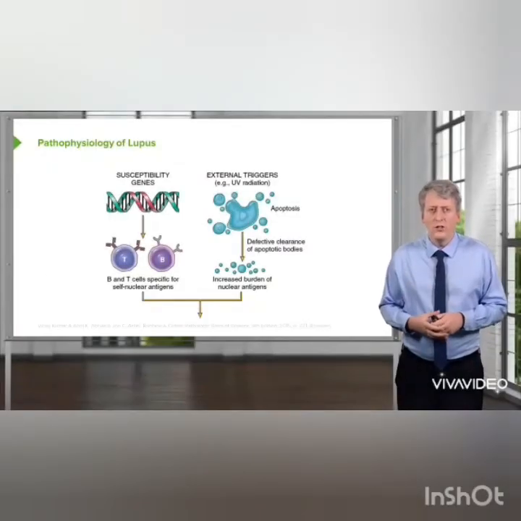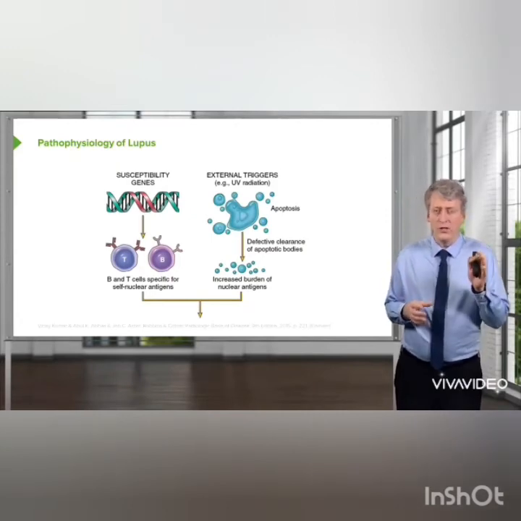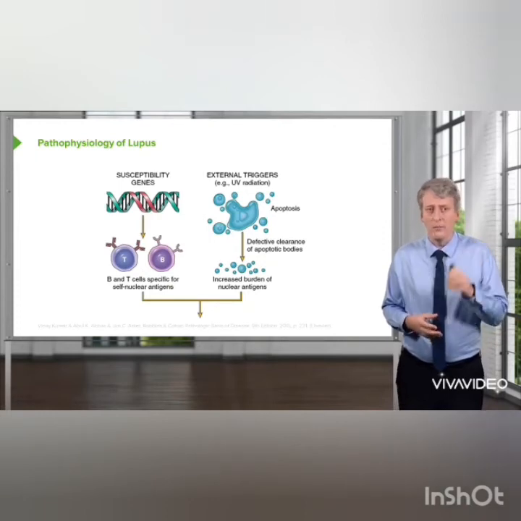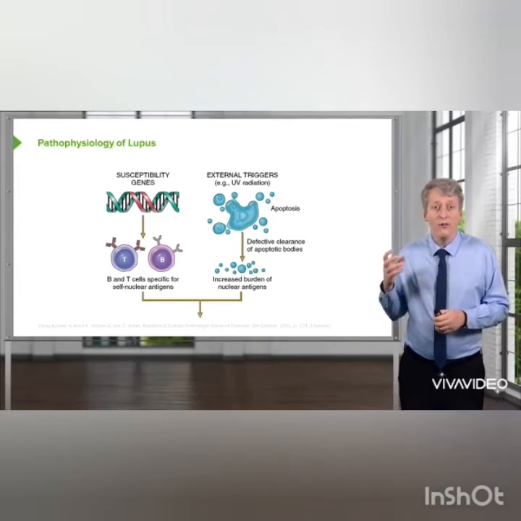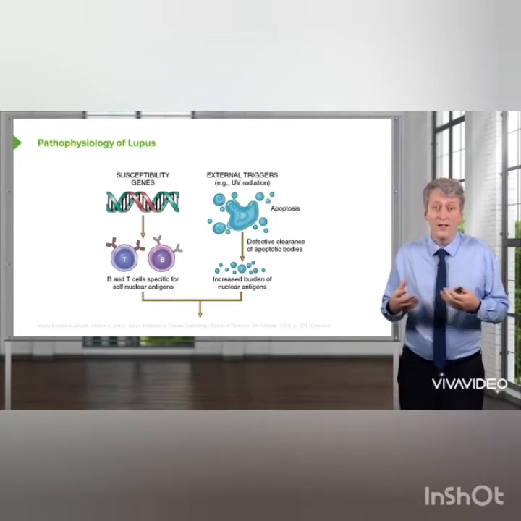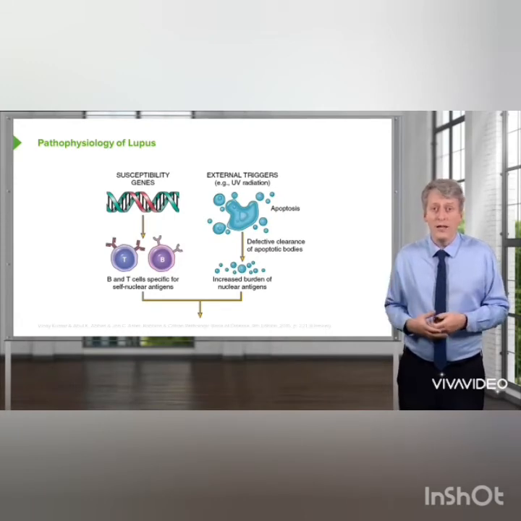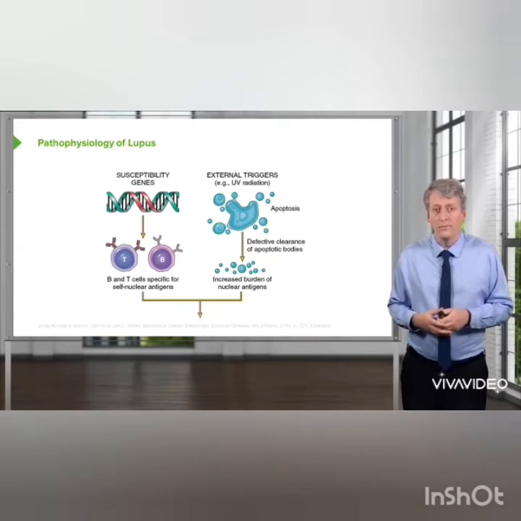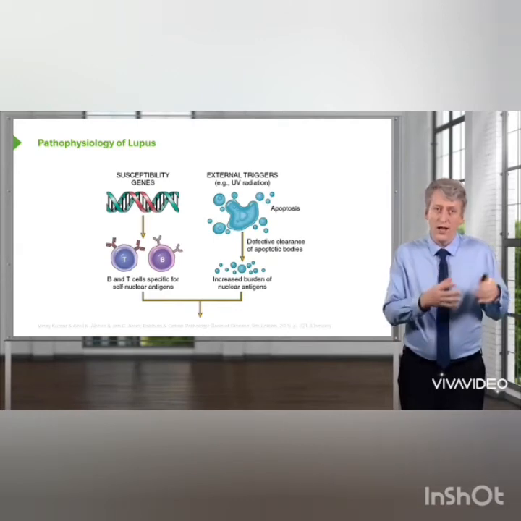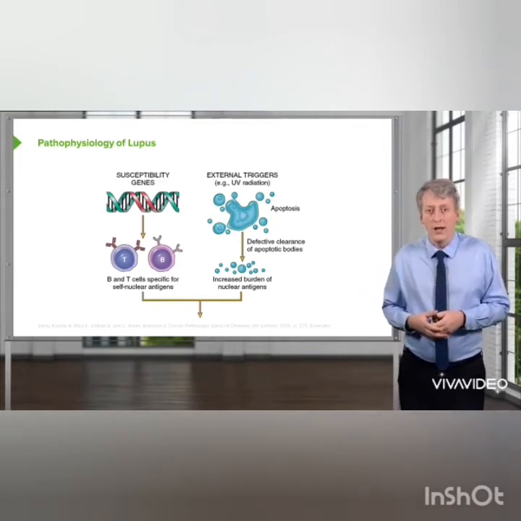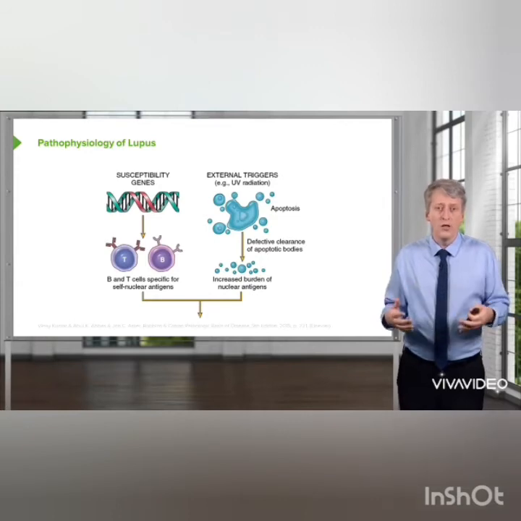So the pathophysiology of lupus is, as we stated, both genetic and environmental. In a susceptible individual who has susceptibility genes, they're going to have an event that results in apoptosis. For example, they might get a sunburn on their skin, a UV radiation, a period during which cells are breaking down on a larger scale. These patients, because of their genetic susceptibility, will have a defective clearance of these apoptotic bodies, resulting in an increased burden of nuclear antigens throughout the body.